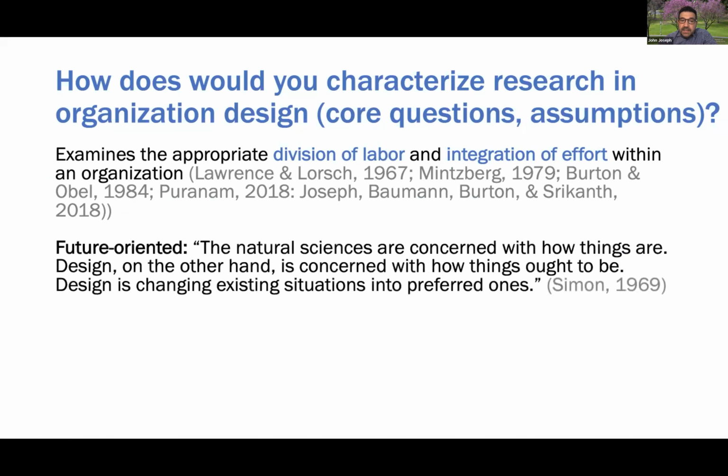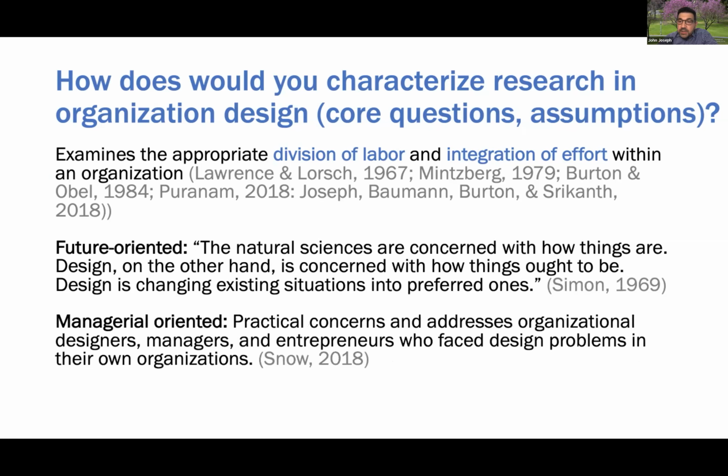I'll add 2 other things here, and this is out of the Journal of Organization Design. There's an effort in this field to, 1, be future-oriented, drawing on Simon's idea that design is concerned with how things ought to be, and second, to be managerial-oriented. We're looking to address managers and entrepreneurs who face designing organizations, largely in support of better performance. So I think this is why it dovetails nicely.